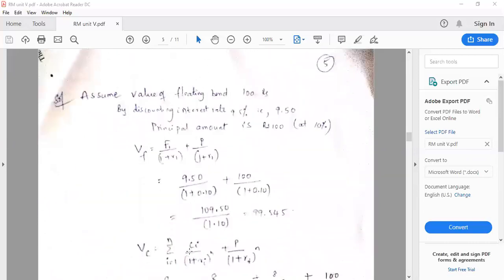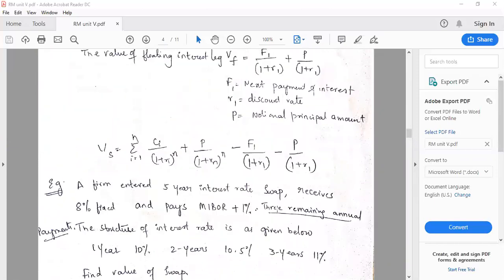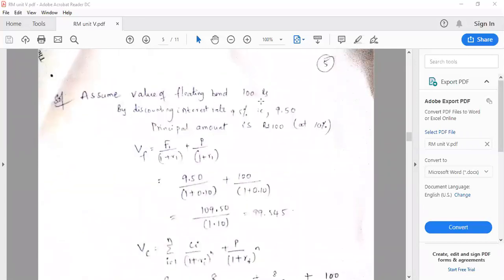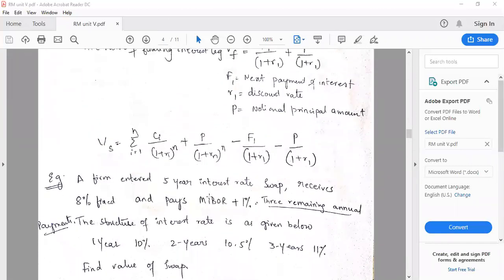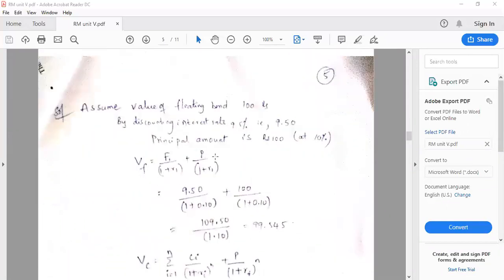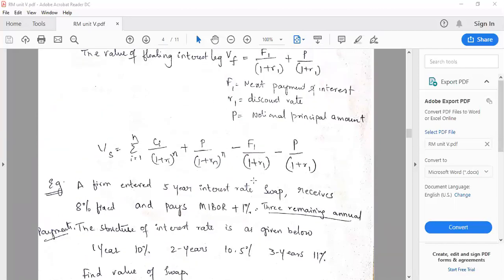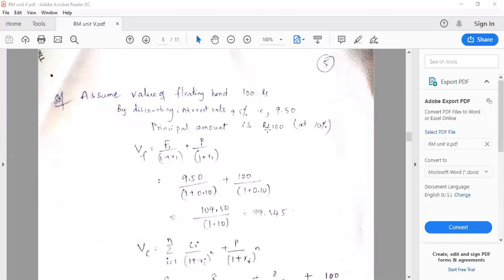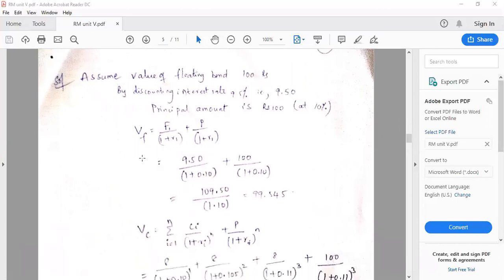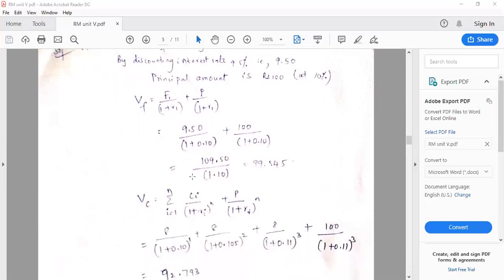Now we have to find the value of the swap. So how do we find the value of the swap? Assume nothing was given, only the interest rates. So we consider the value of the bond as 100, and based on the 100, we apply these interest rates, like 10%, 10.5%, 11%, or 8%. Using the discount rate of 9.5%, the principal notional value is 100. Based on that, we calculate the value at the floating rate and the value at the fixed rate.